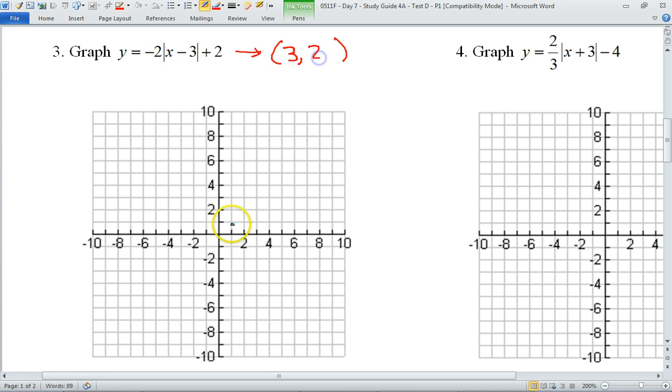3, 2. So everyone should have started at 3, 2, like that. After that, you can start working your slope, which in this case is negative 2 over 1. So that's down 2, right 1. Repeat, repeat. Okay, that gives me the right-hand side of the V. And then I need to do the mirror image by going down to left 1, repeat, repeat.